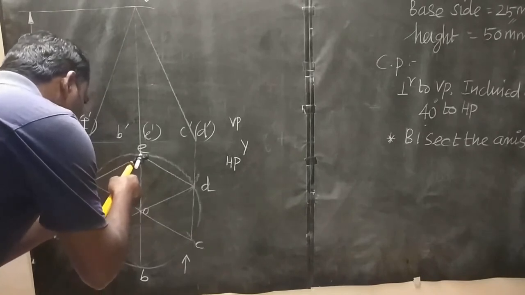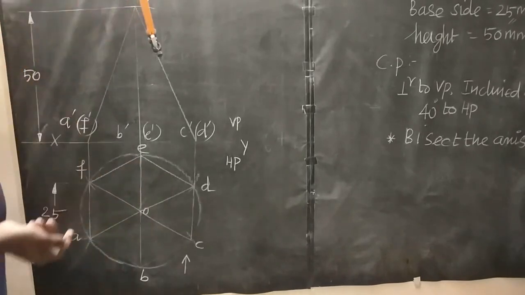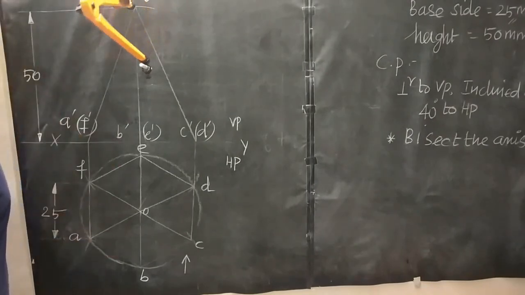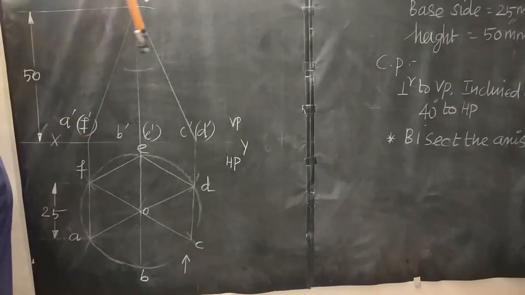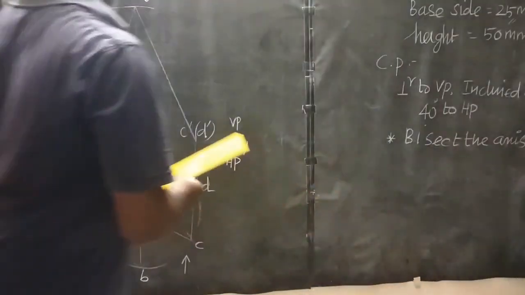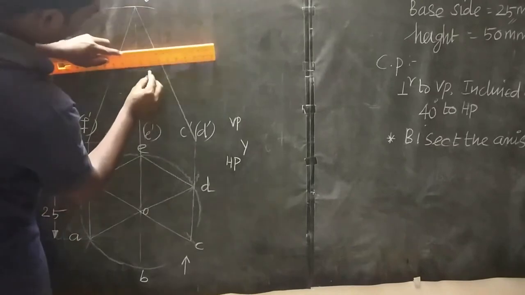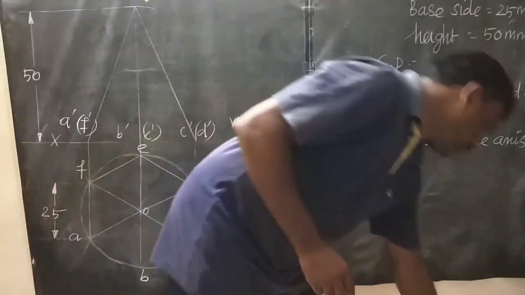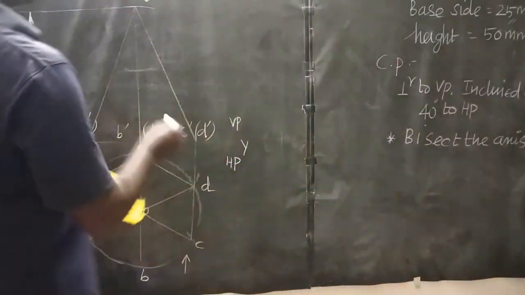Okay. Then I will select apex. You may take base also, no problem. Apex center, then draw one arc on this axis line. Then from this point, draw one horizontal line like this. Draw that line lightly. After that, take your protractor, locate at this point.